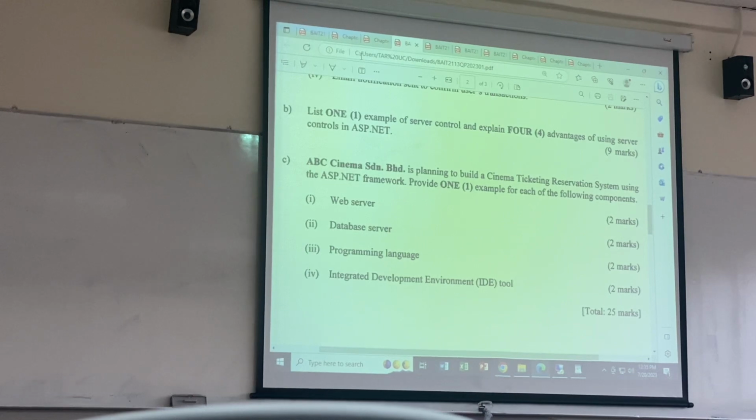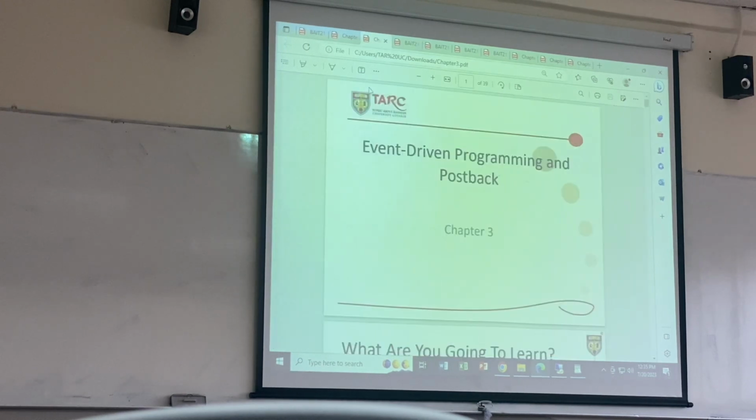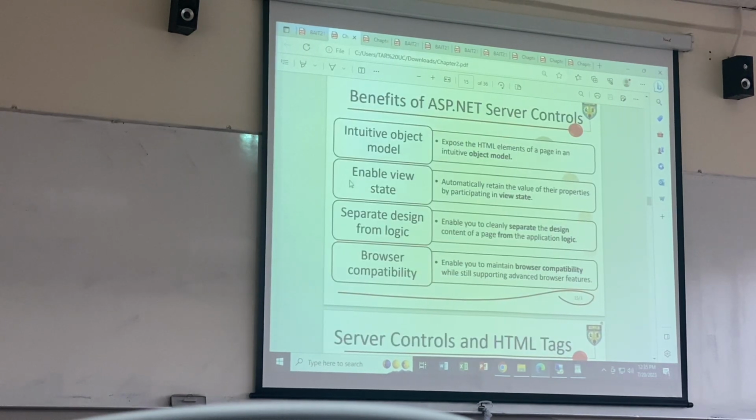When you see list, we list out. When we see explain, it means that you cannot just put it as intuitive object models. You need to explain a little bit, with examples like this. So if this is 8 marks, it means 1, 1, 1, 1, 1, 1, 1, 1. Okay. Now recount all your marks.